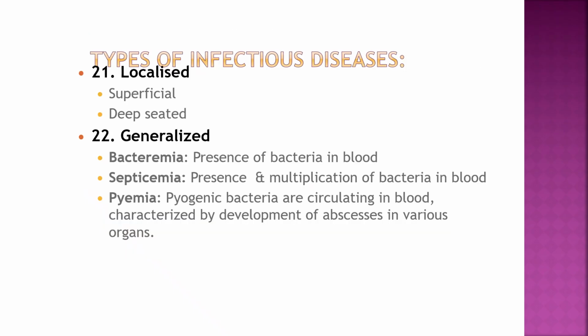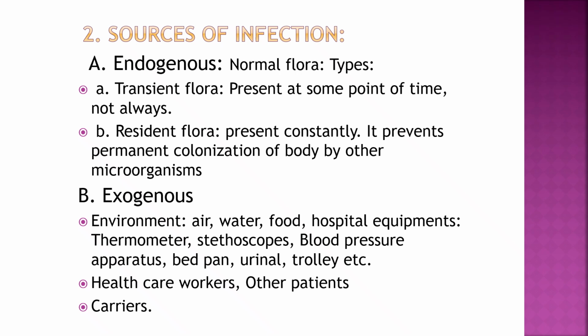Some infections can be localized. They are present in a local area. They can be superficial or deep, and they can be generalized, like bacteremia, presence of bacteria in blood; septicemia, presence and multiplication of bacteria in blood; pyemia, where pyogenic bacteria are circulating in blood, characterized by development of abscesses in various organs. Source of infection can be endogenous, that is normal flora, which can be transient and resident flora. Exogenous can be the environment, hospital equipment, healthcare workers, or other patients and carriers.